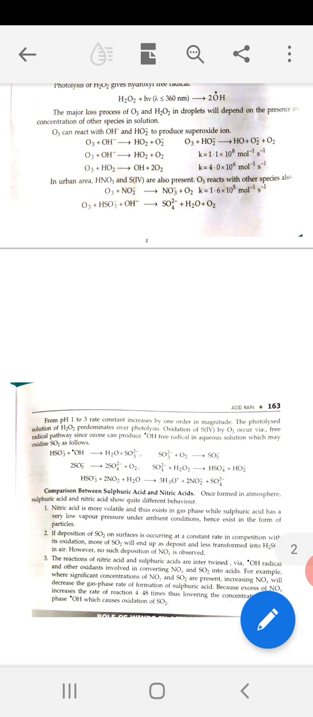Now today we have completed the reactions of formation of sulfuric acid in the environment. Now we will study the rest of the things, the role of wind in acid rain, adverse effects of acid rain, etc.